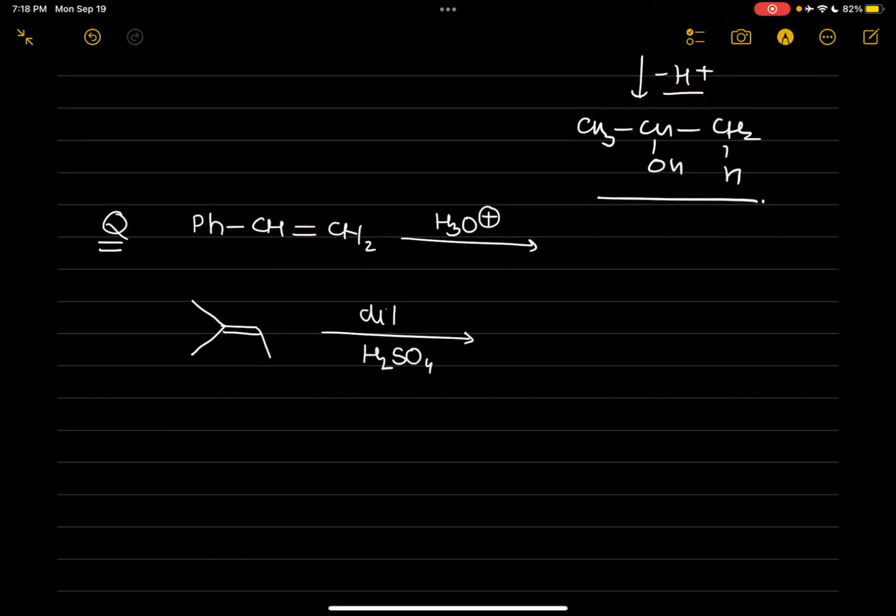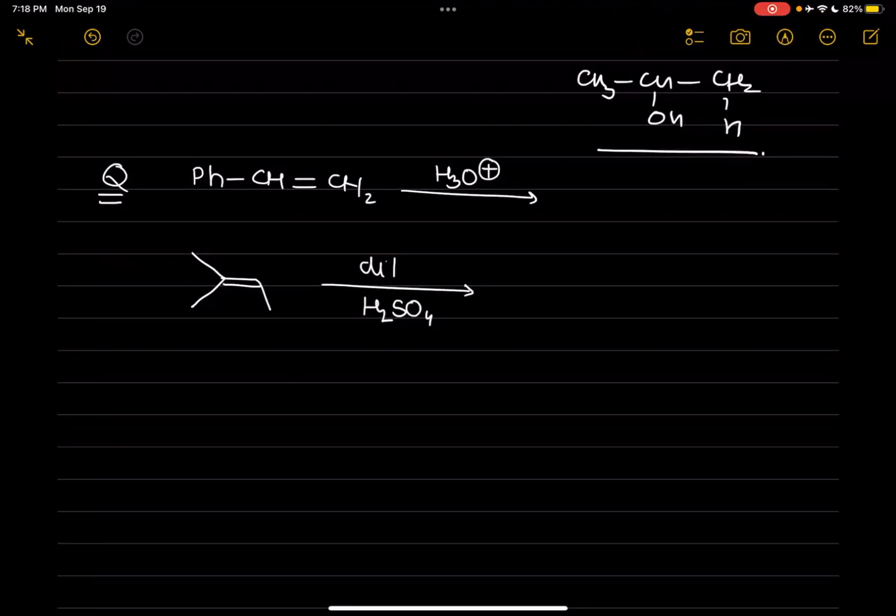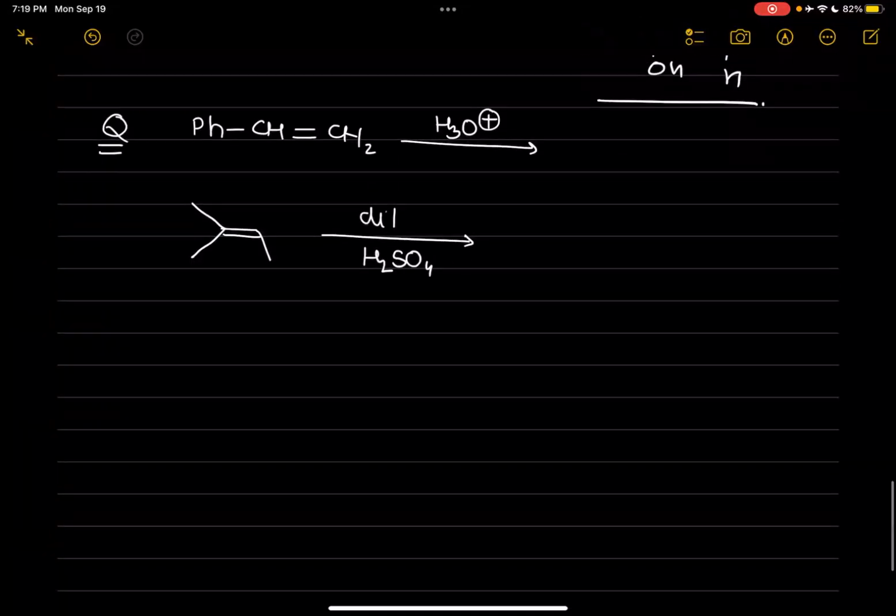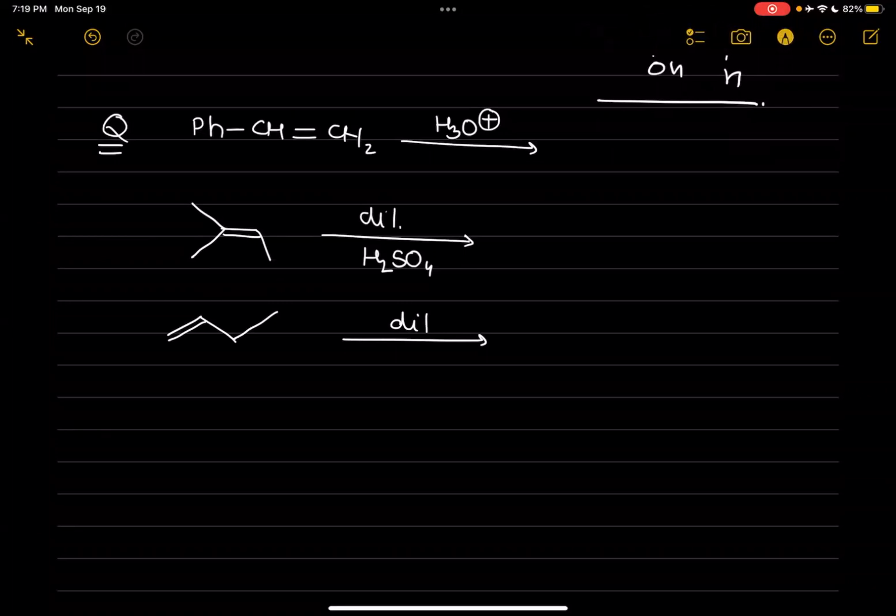Write the major product of these reactions. IUPAC names also you can tell me. Dilute H2SO4. This DIL is the abbreviated form of dilute. Dilute H2SO4. What are we going to get?